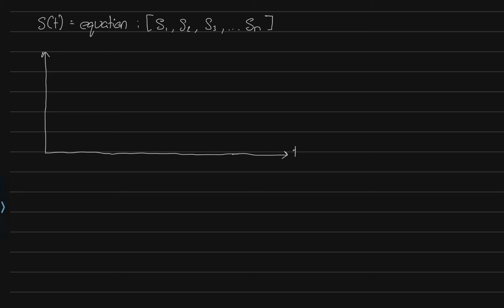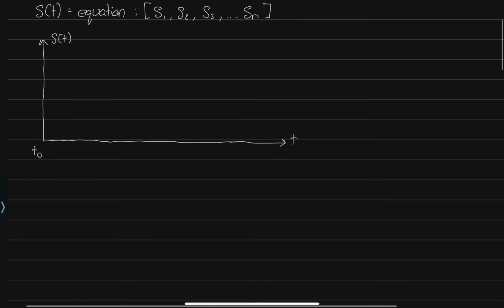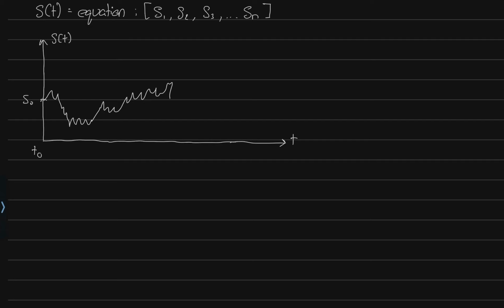So we're going to have a time axis. We're going to start at an initial time t0, and this is going to be our stock price as a function of time. So what do we know about a stock price? Well, it has a starting position, or the time we want to analyze. We could call this S0. And it has some kind of movement. This movement is what we're so interested in. And let's call this our stock price as a function of time.